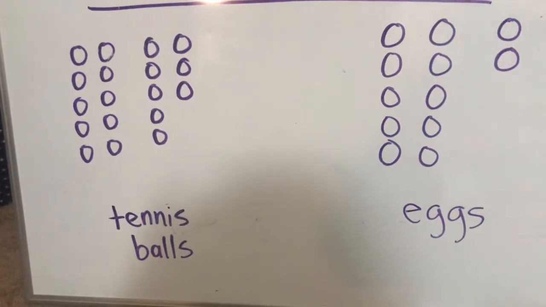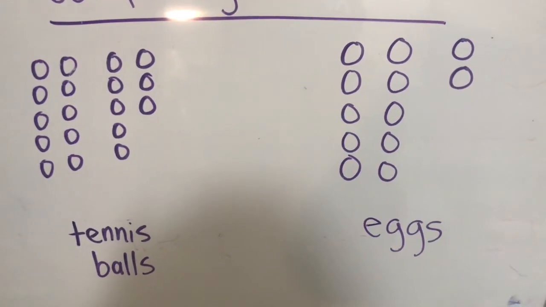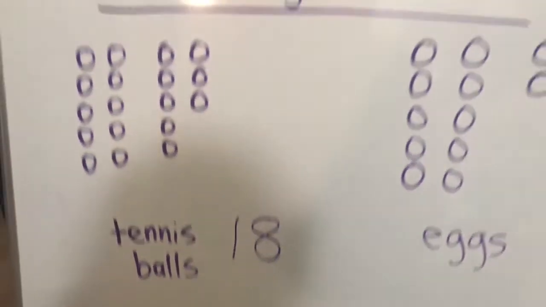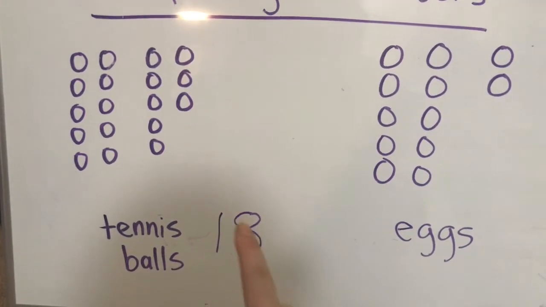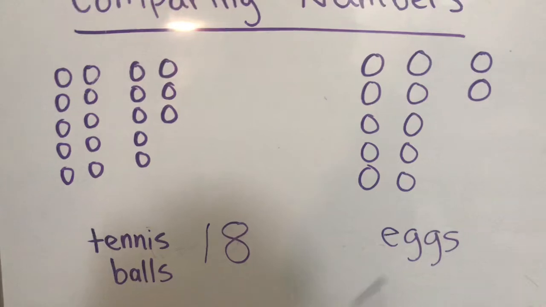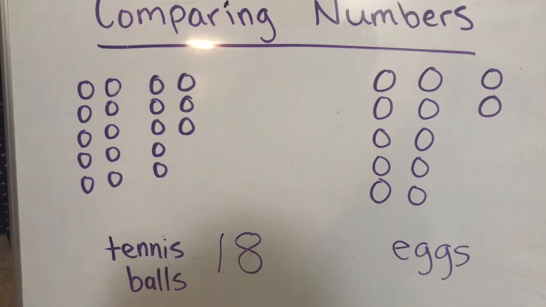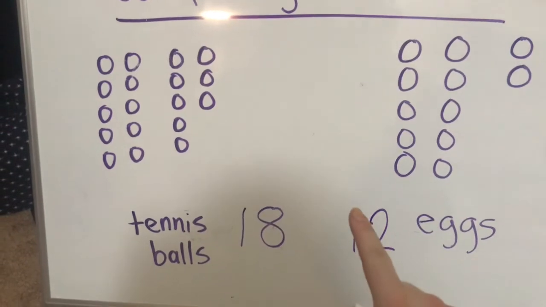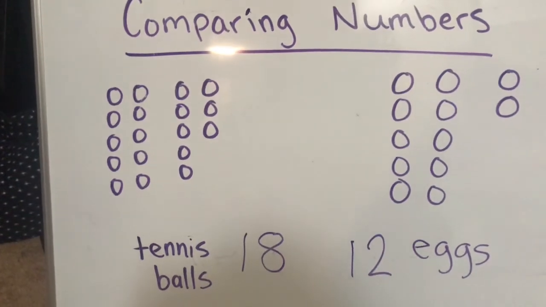See you next time. How many tennis balls did Mr. Marcy have? Yeah, 18. Can you practice writing 18 with your finger? 1, 8. How many eggs did Teacher Paul have? It's also called a dozen. 12. Can you practice writing 12 with your finger? 1, 2.